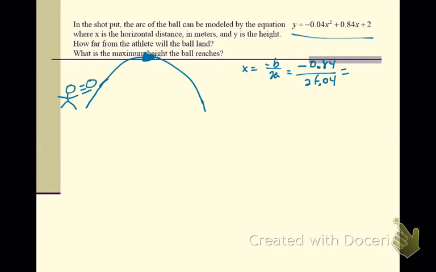Okay, we work that out. And that gets us about 10.5 meters of a horizontal distance. The height then, we just want to plug in 10.5 into x, in for x. Okay, and work all of this out.